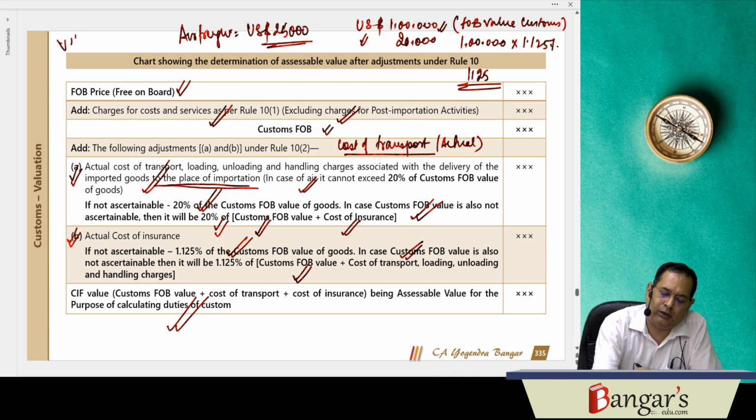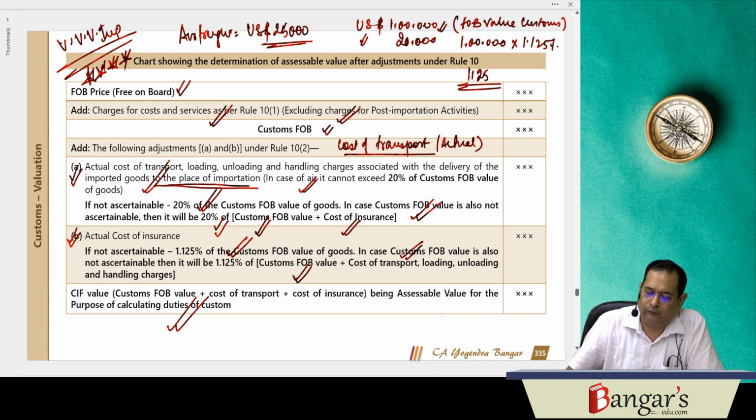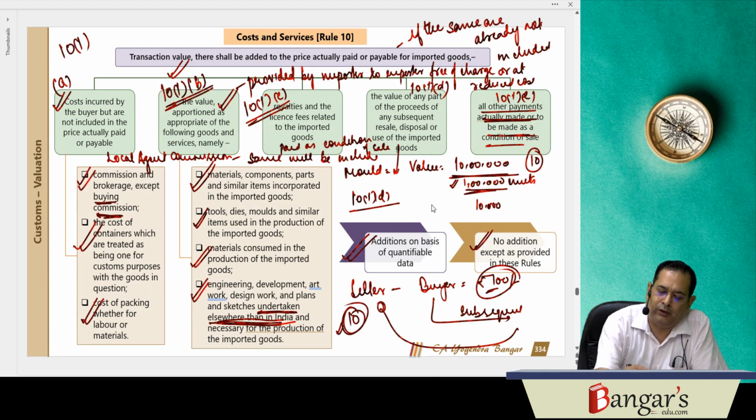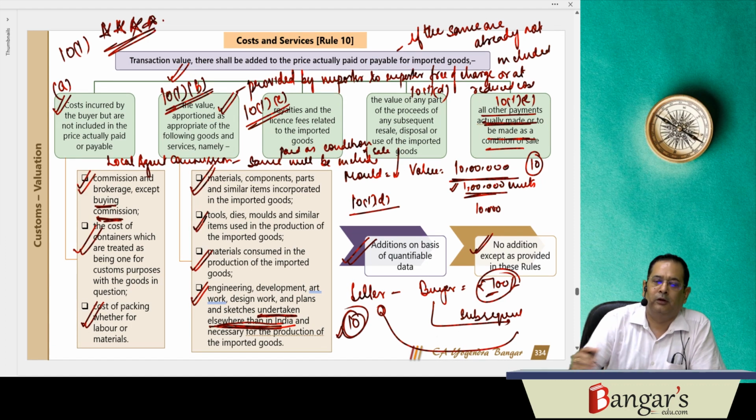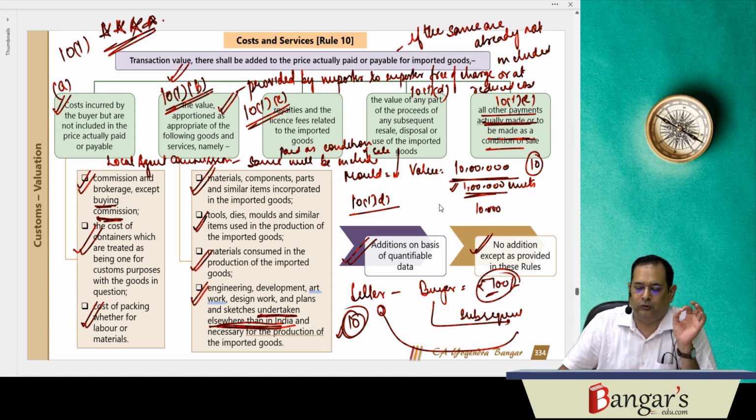So this is very important. This is the most important rule. Rule 10 is the most important rule from examination point of view. These two are the very important ones. This is very important. So remember, you have to read, you have to do this thoroughly. This rule is the most important rule.